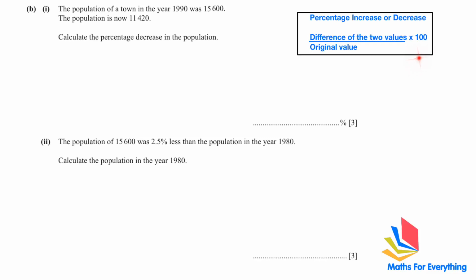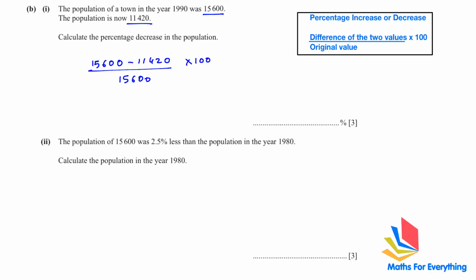Whatever formulas we are going to use, write them down in a notebook, so then it becomes easier for you to remember. So let's find the difference. What are the two values we have? We have 15,600 and 11,420, over, which was the starting population, 15,600. And then you multiply by 100. It's a 3-mark question. You just needed to know this formula.